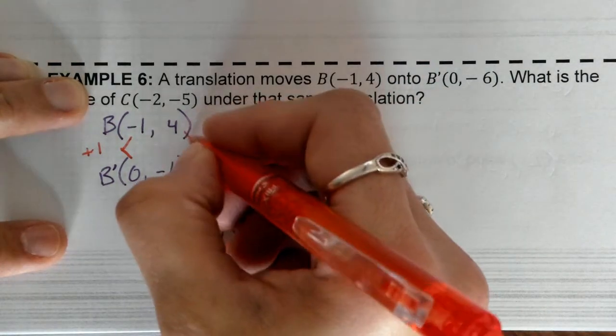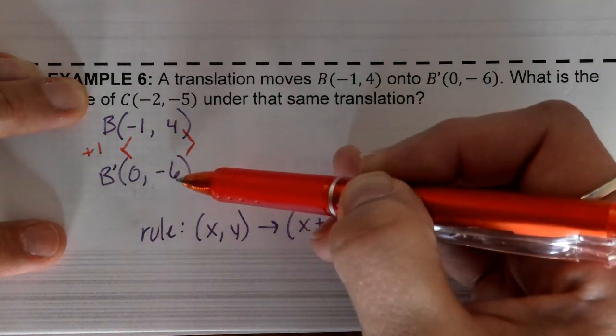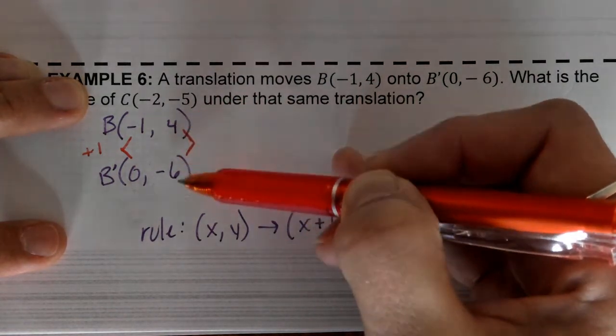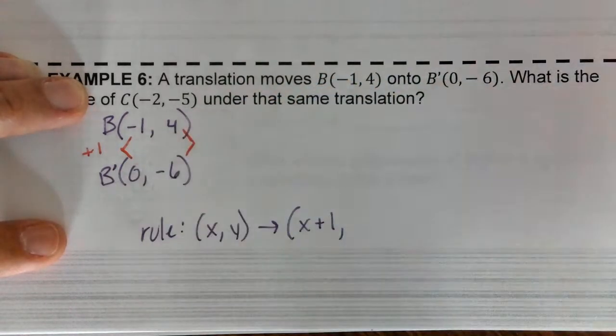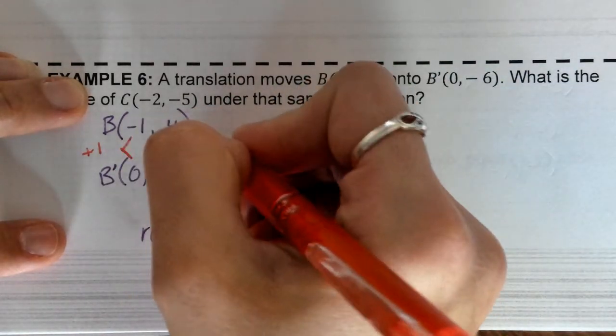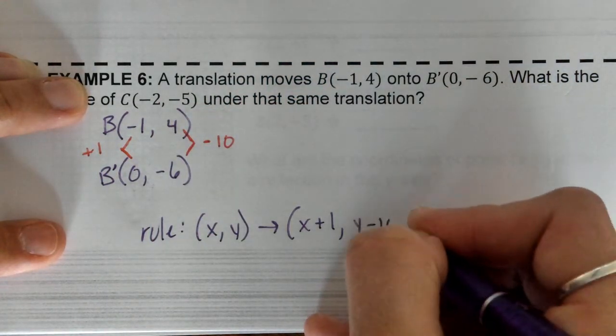So let's take a look at Y. We're going from, be careful here, a +4 all the way to a -6. So we have a long way to go. How did we get there? We had to go from a positive to a negative, so we know it's subtraction. And we end up subtracting 10. So we're going to wind up with our rule of Y minus 10.